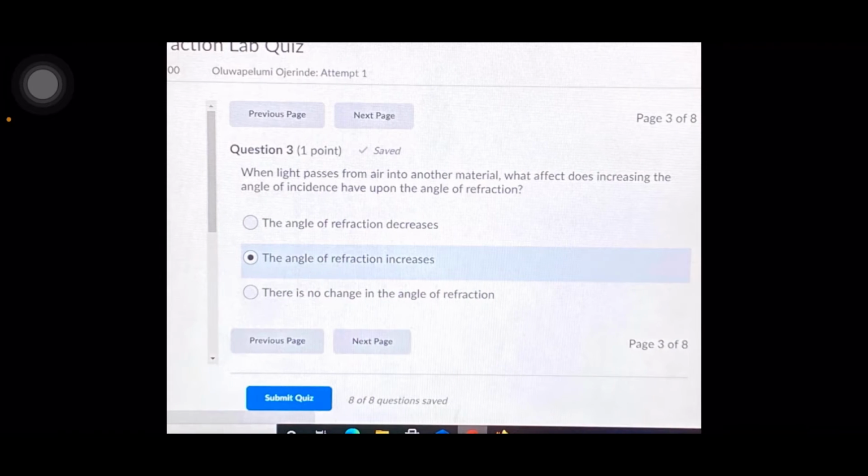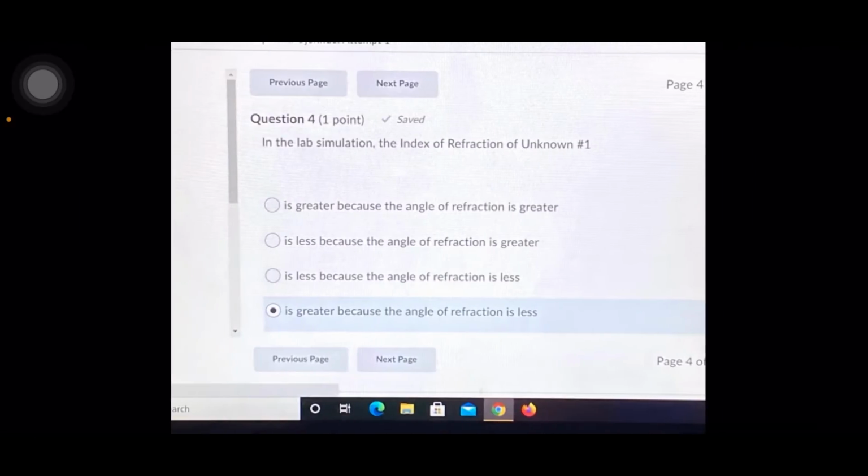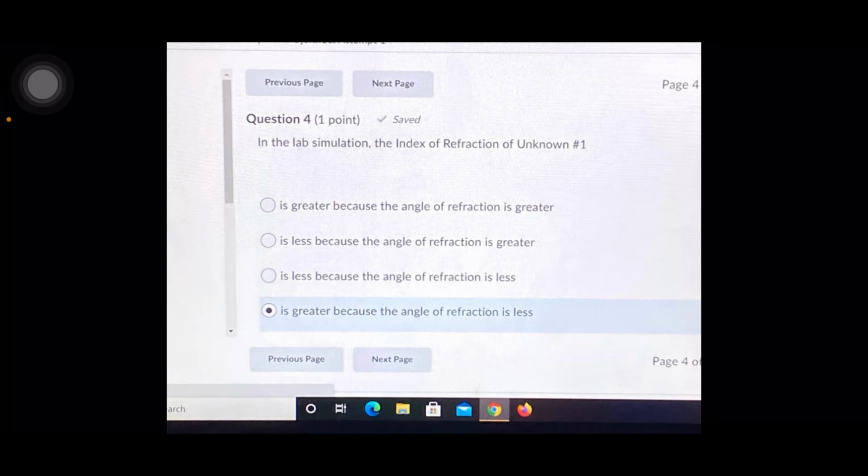Cool. When light passes from air into another material, what effect does increasing the angle of incidence have upon the angle of refraction? Okay, so direct relationship. If you increase your angle of incidence, your angle of refraction will also increase along with it. The index of refraction is going to be greater because the angle of refraction is less. I think this is the opposite of what we talked about in number 2.